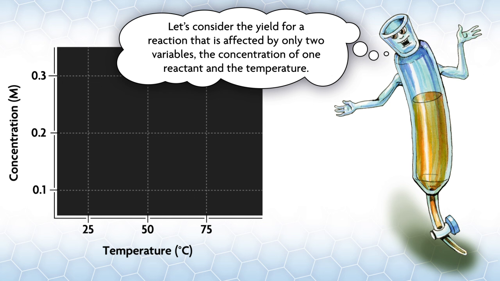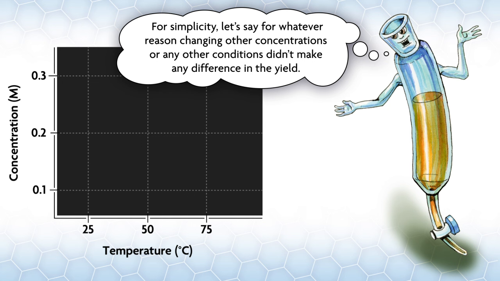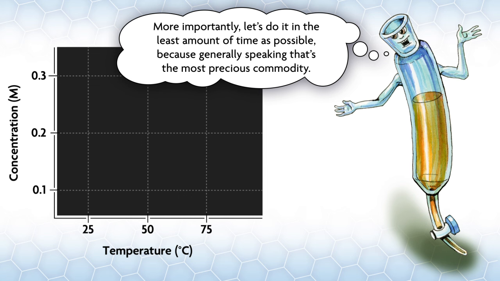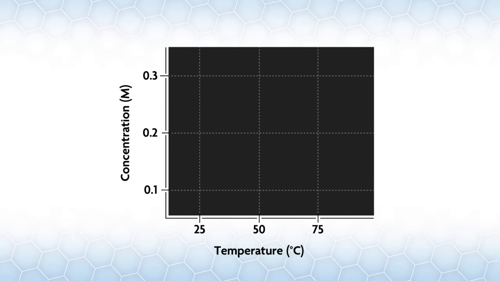Let's consider the yield for a reaction that is affected by only two variables, the concentration of one reactant and the temperature. For simplicity, let's say for whatever reason, changing other concentrations or any other conditions didn't make any difference in the yield. The goal is simple. Let's find the conditions with the two variables that give us the highest yield, and ideally, let's do it in as few experiments as possible. More importantly, let's do it in the least amount of time possible, because generally speaking, that's the more precious commodity.